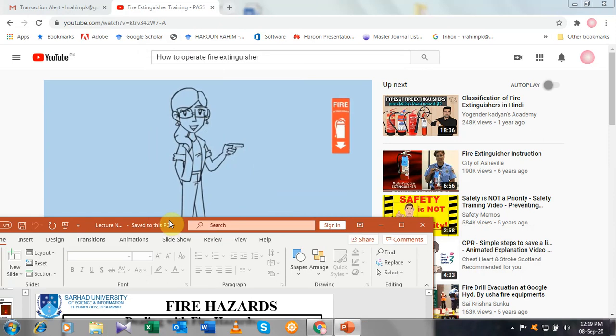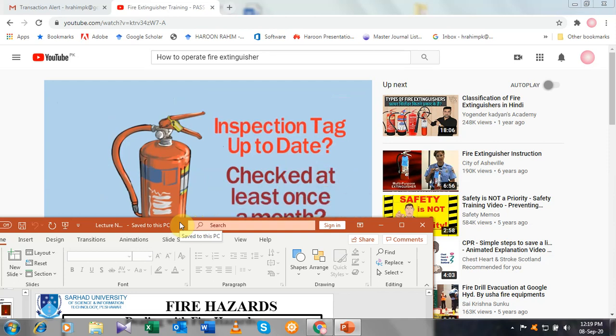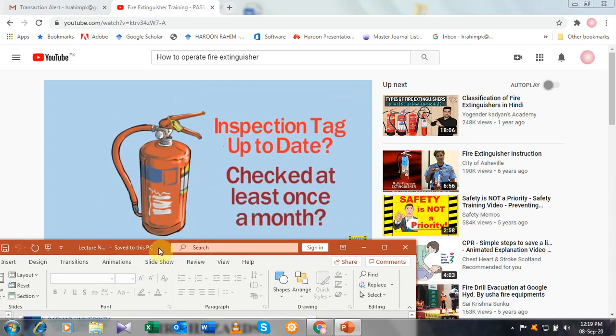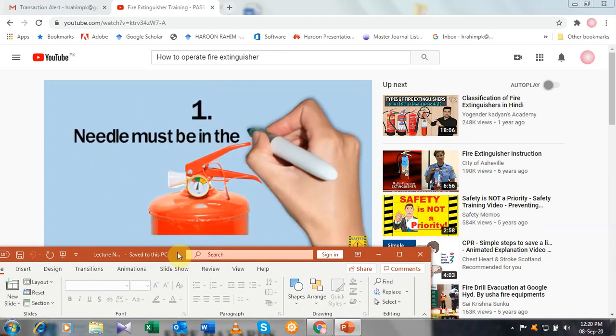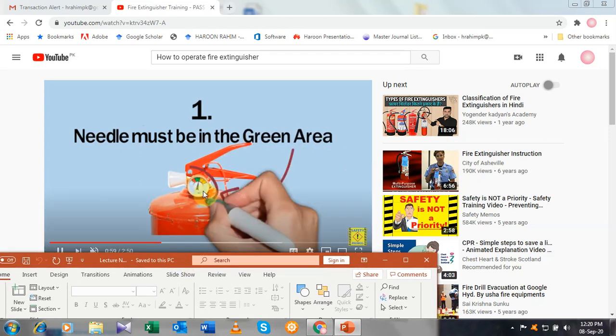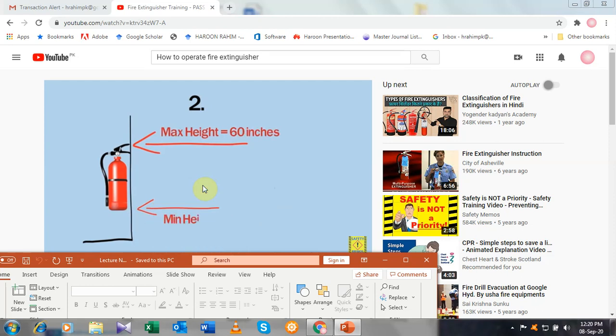First of all, in a fire hazard, the fire extinguisher installed in the pharmaceutical industry should be taken. Inspection should be kept up to date. It is to be checked at least once a month. And the first thing is that the needle must be in the green area. There you can see. We should check before any type of emergency. We should properly check. The maximum height is 60 inches and the minimum height is 4 inches.